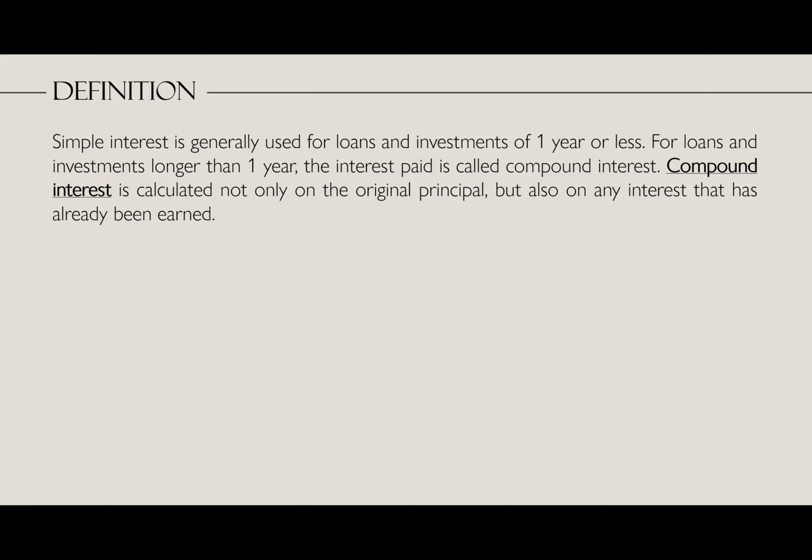So, what's the big difference? Well, simple interest, if you recall, relies on the original principal for the entirety of the timeline. Whereas compound interest is calculated not only on the original principal, but also any interest that you earn along the way. So that might sound a little bit confusing. So let's look at a general scenario.